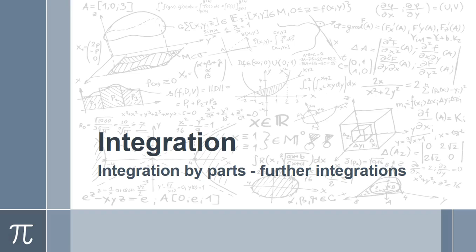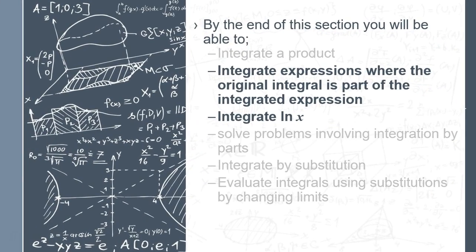There's one bit that's a sneaky little trick that you need to be aware of, and the other one is a really useful result that we haven't come across yet, and there they are. First bit is this one here. Integrating expressions where the original integral is part of the integrated expression, which again probably won't make a lot of sense till we look at it. And then the second one is we're going to have a look at what happens when we integrate ln x, and we're going to achieve that result, which is a result we haven't seen yet, by integration by parts.